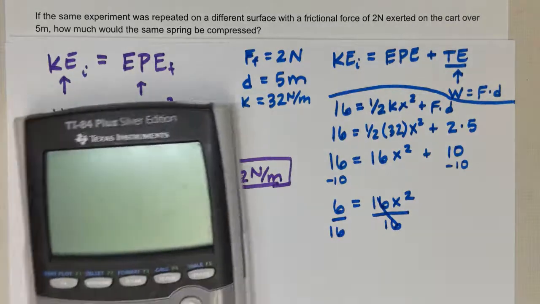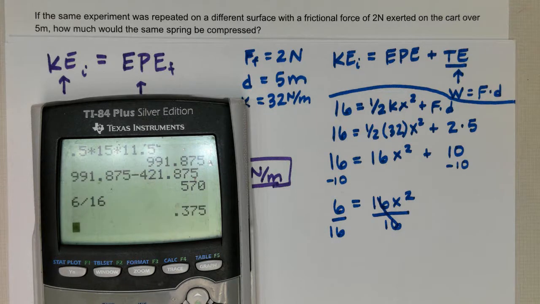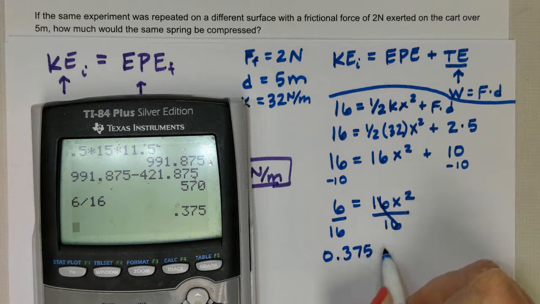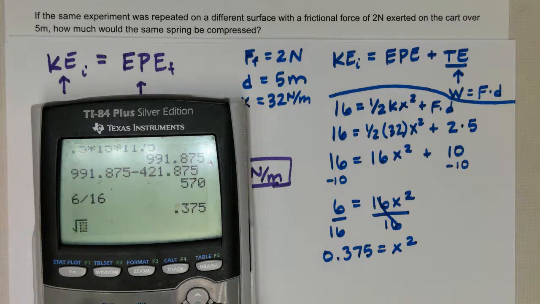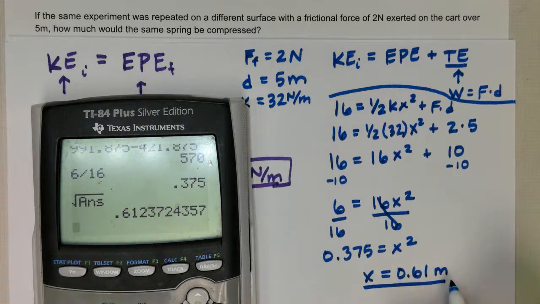And so in our calculator, 6 divided by 16 gives us 0.375 equals x squared. Again, that's not our final answer because we need the square root of that. And that gives us x, the amount of compression, as 0.61 meters.